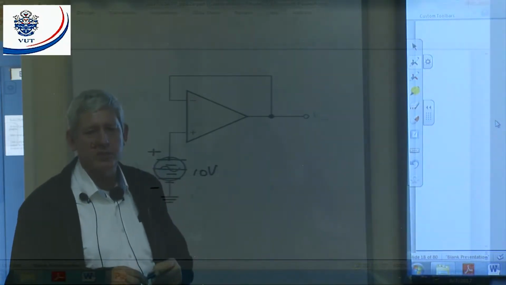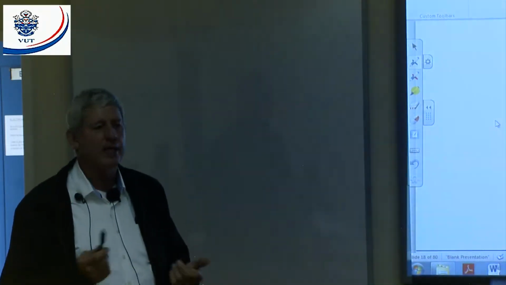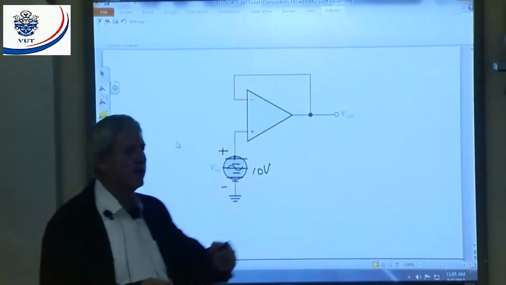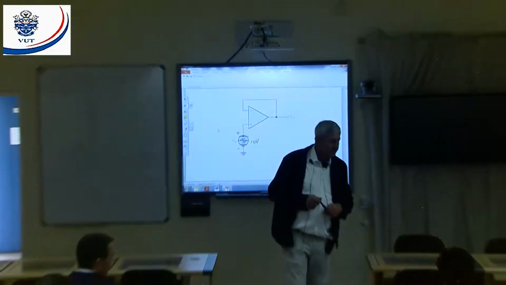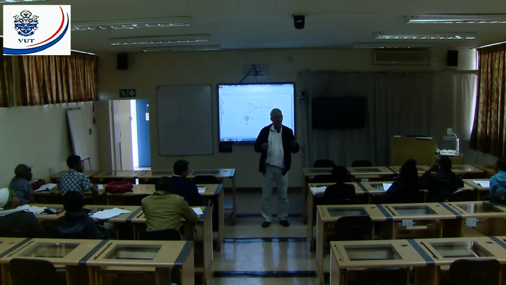First of all, what is the closed loop gain of that circuit? How do we calculate gain? How do you calculate voltage gain? Just tell me, what do we use? 20 log of the ratio of the output over the input.